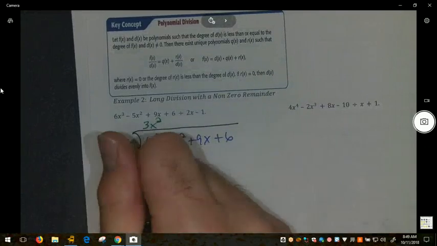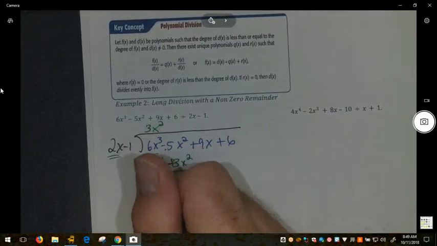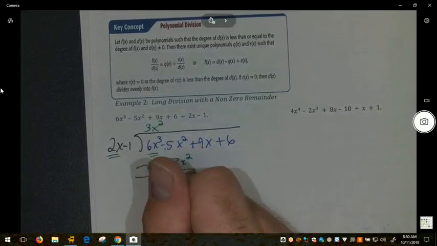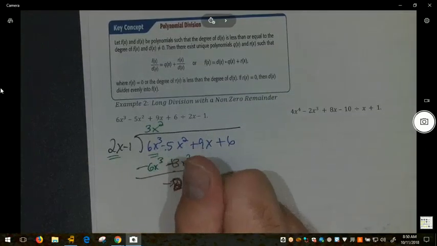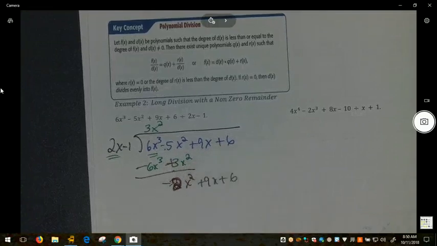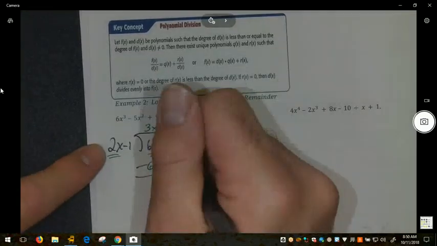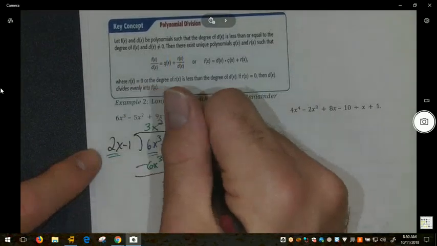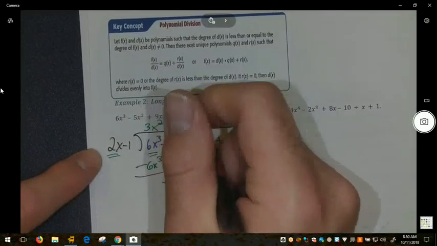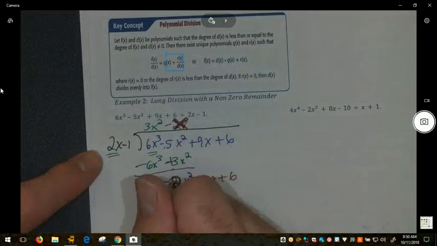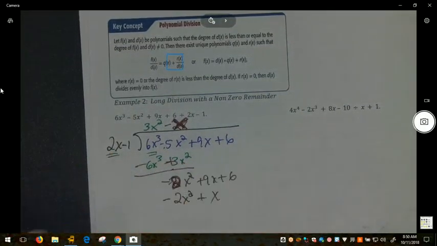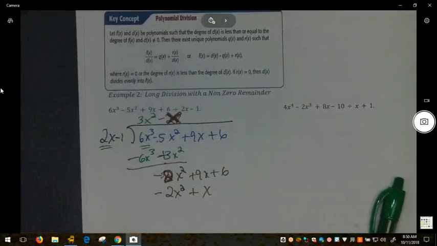Change the signs on the terms we just generated. Combine like terms. Wait, that's not negative 8, because that's a positive 3. Negative 2x squared plus 9x plus 6. This will multiply if I do negative x. Negative x times 2x is negative 2x squared, plus x, negative x times positive 1.